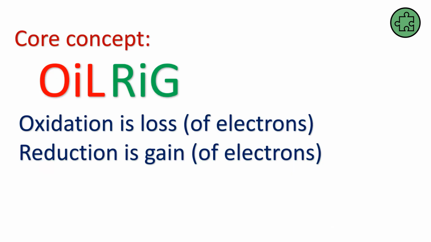So here's that core concept, OIL RIG. Oxidation is loss of electrons, reduction is gain of electrons. Now, in all honesty, I cannot do an exam question without writing OIL RIG down. I get confused, I need to double check myself. And if you're just scribbling down OIL RIG, so be it. Do whatever you do in order to help yourself.